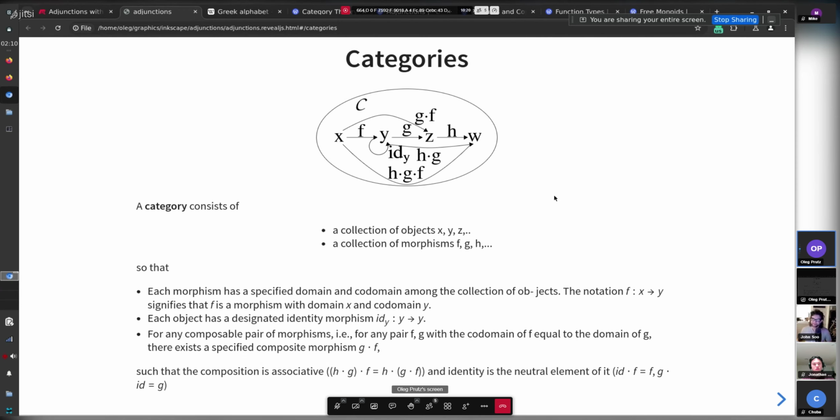And the other property is that identities are neutral elements of composition, both left and right neutral elements. So if you compose an identity to the right, that doesn't change the morphism. And if you compose to the left, that gives you the same morphism. And same to the right. If you compose to the right, that gives you the same morphism. So yeah, that's categories.